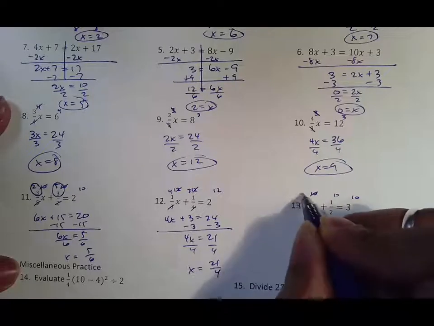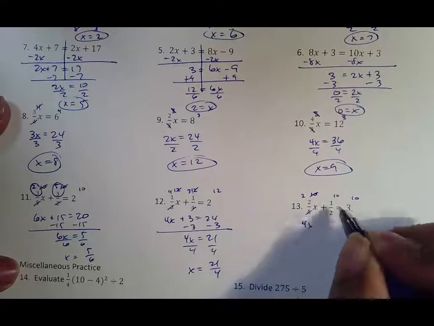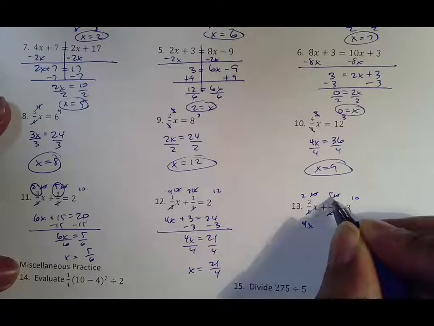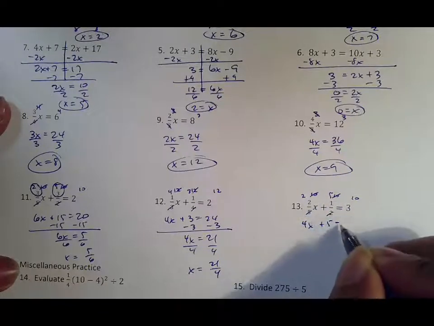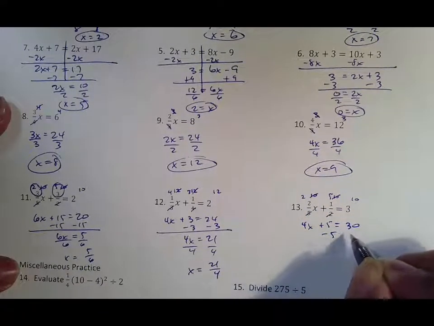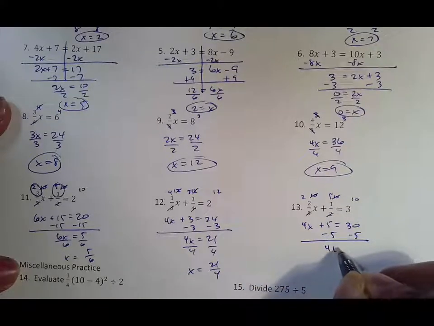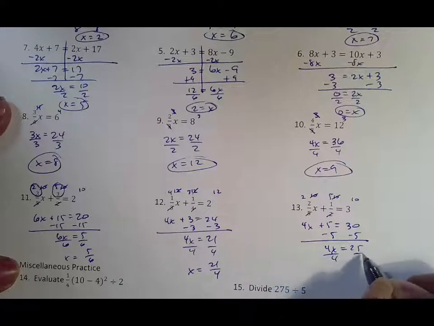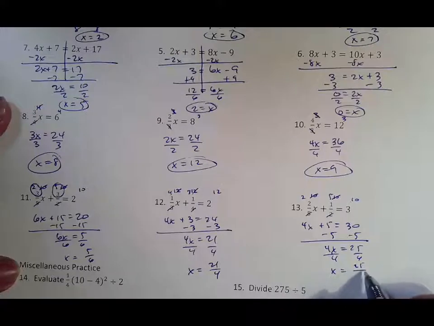10 divided by 5 is 2. 2 times 2 turns into 4. 10 divided by 2 is 5. 5 times 1 turns into 5. 10 times 3 is 30. And as I said, from there, we're home. 4x equals 25, divide by 4, and x is equal to 25 over 4.